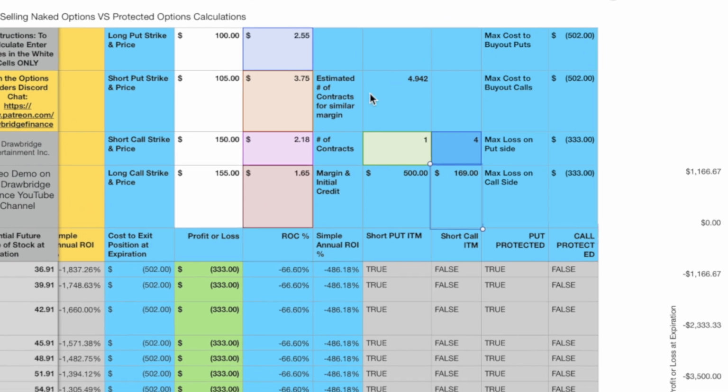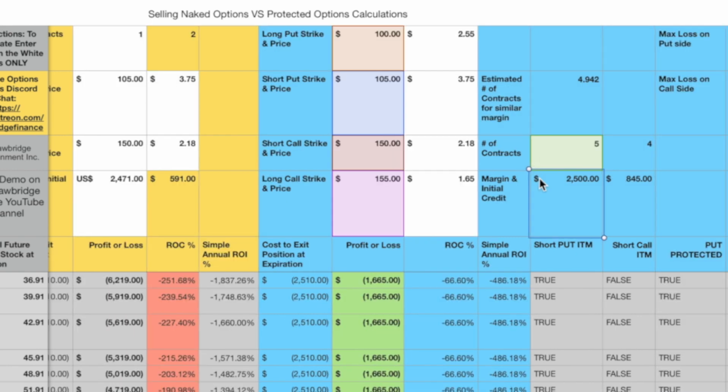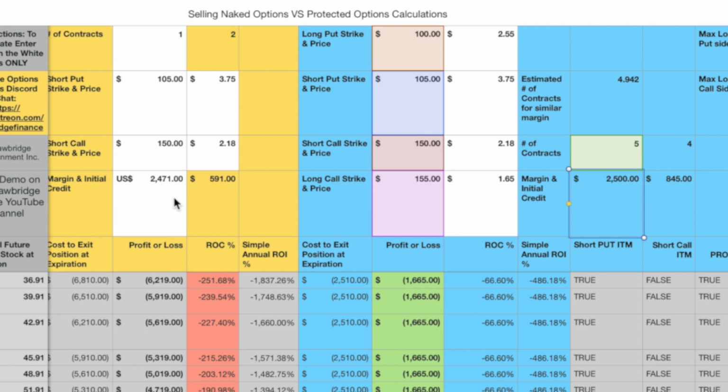So what I've done is I've included a multiplier in here. And if we look right here, it says estimated number of contracts for similar margin. It's estimating 4.92. So if we just change this to 5, which is fairly close to 4.92, and hit enter, it's going to bring our margin requirement up to 2,500 because we'll be putting on 5 different contracts. We'll also bring up our initial credit, $845 compared to the 591.